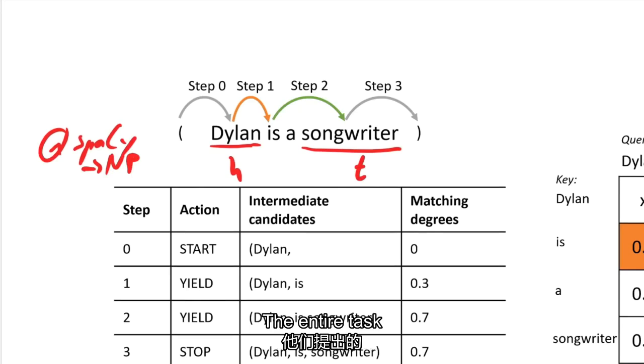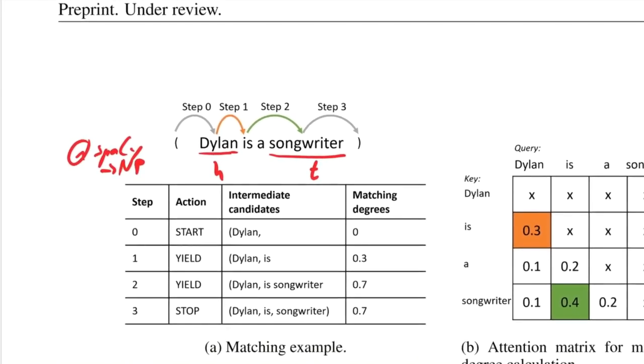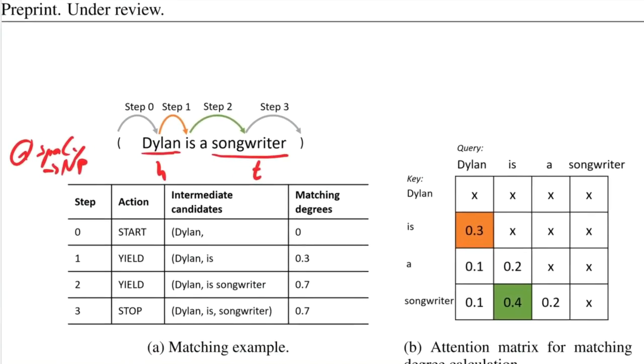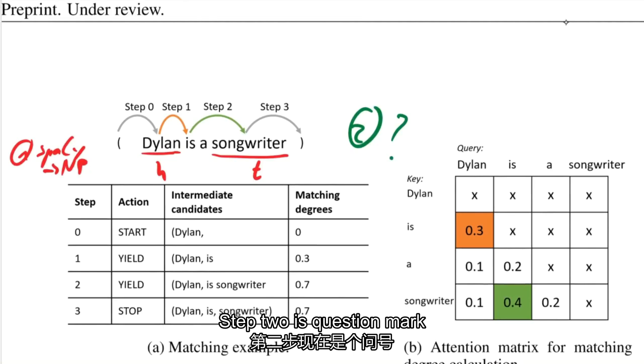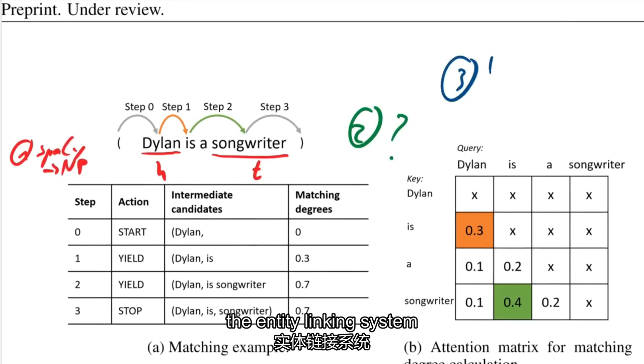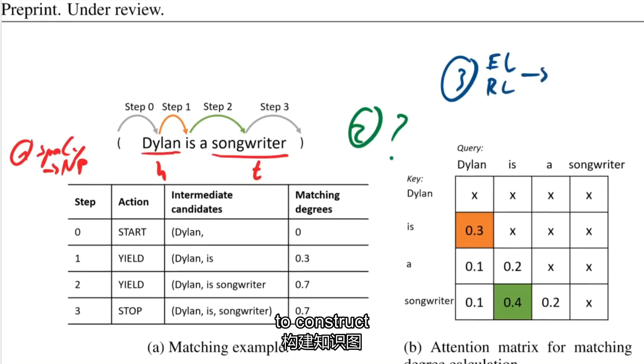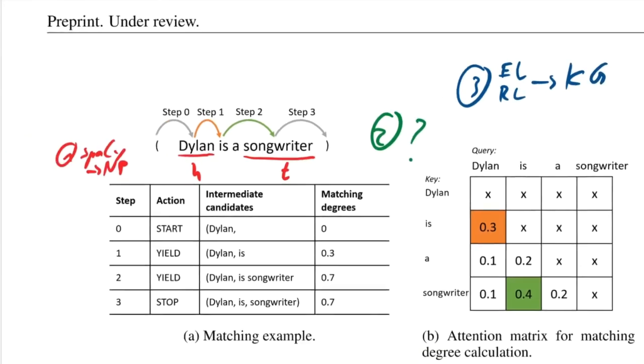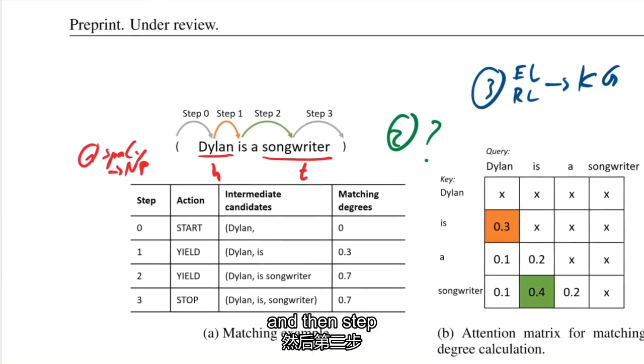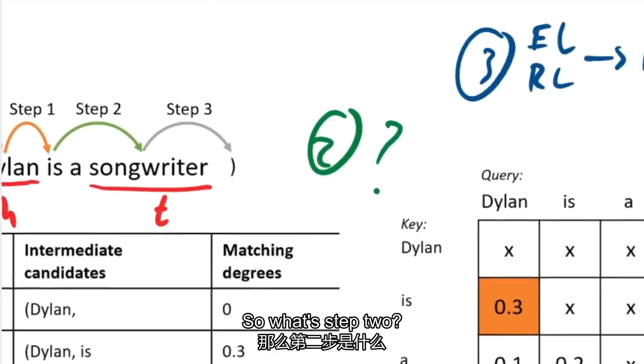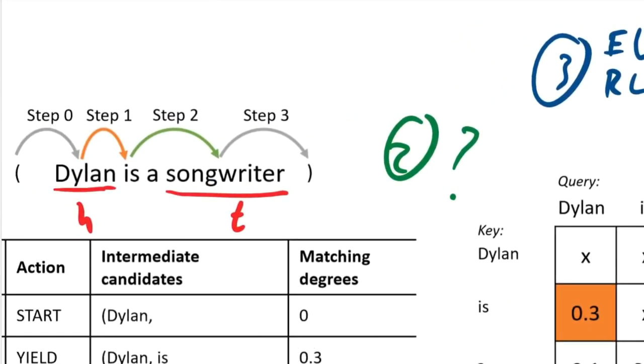So the entire task of the method they're proposing is: step one is run Spacey to find the head and the tail of facts. Step two is question mark for now. Step three is to use the entity linking system and the relation linking system to construct the knowledge graph. Okay? So step one is steal underpants, and step three is profit. So what's step two? Step two is, obviously, where their system comes in.